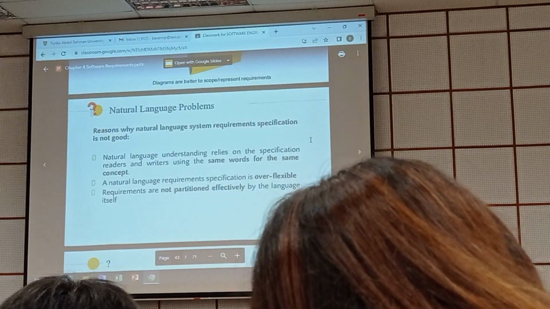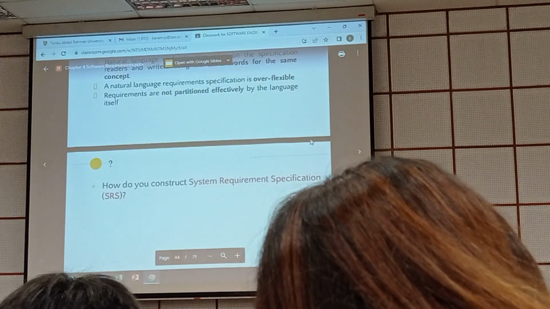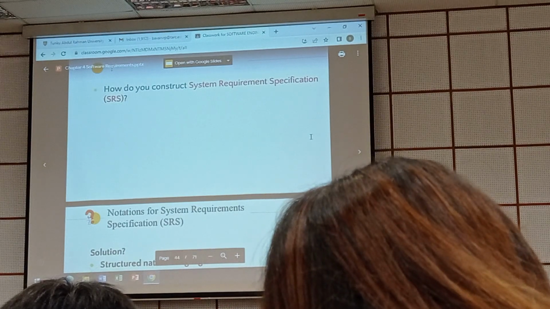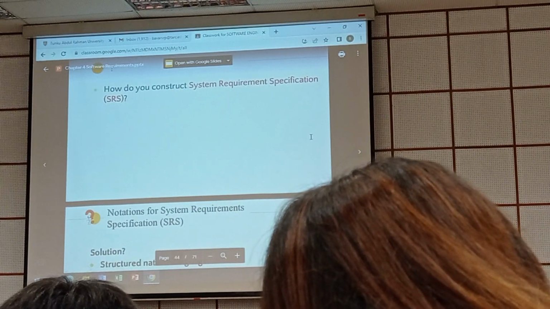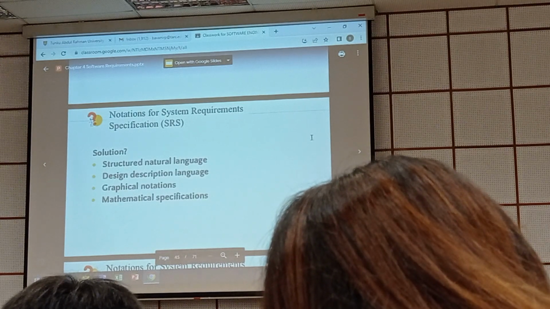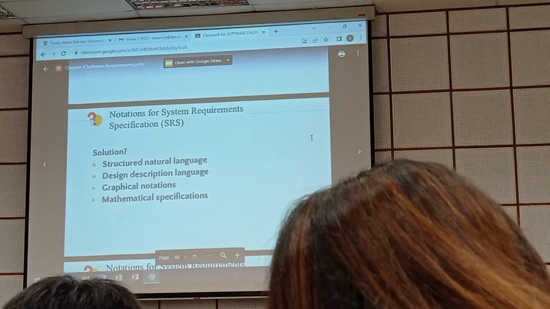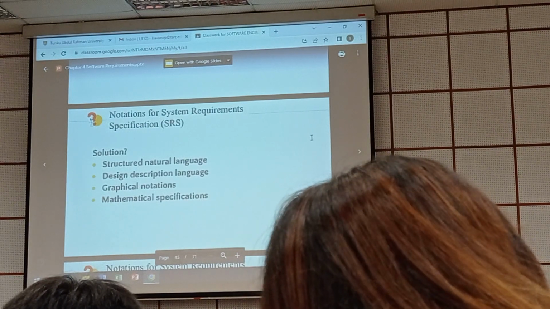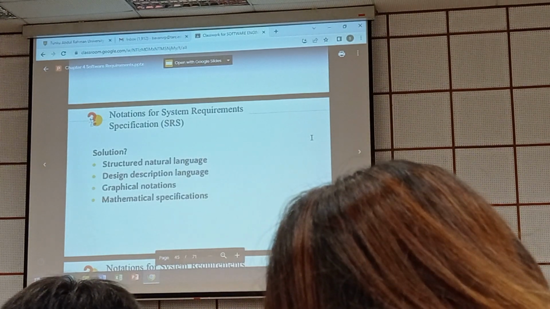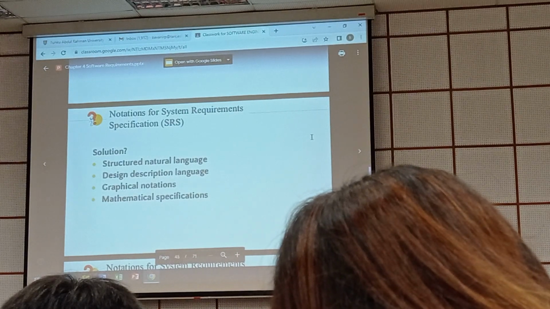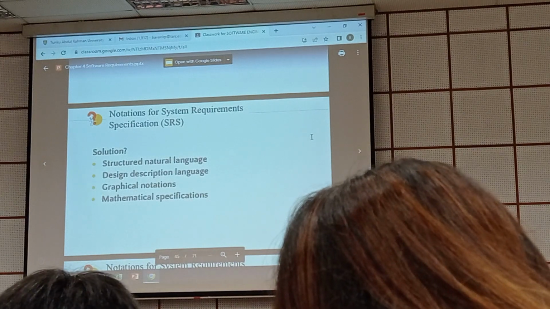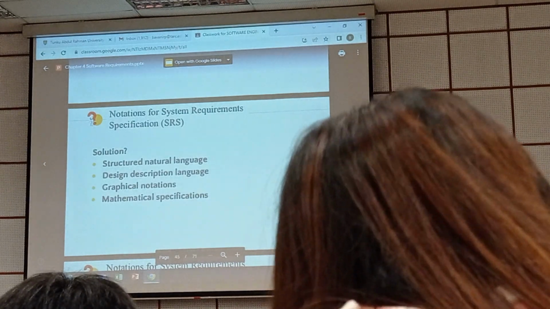So these are the words: how do you construct the system requirement specification, SRS? So the solution here, how you can overcome all these problems? These are the 4 solutions: either you can use a structured natural language, design description language, graphical notation, or mathematical specification. So these are the 4 solutions. Let's discuss one by one.